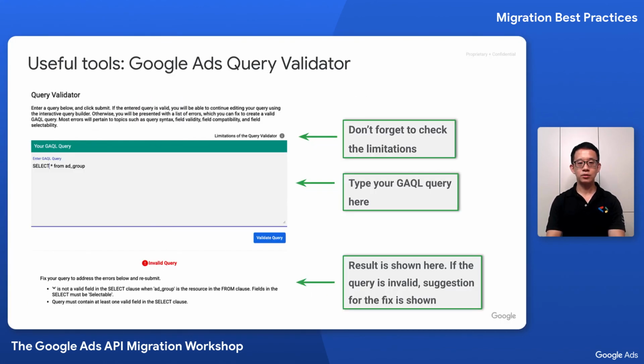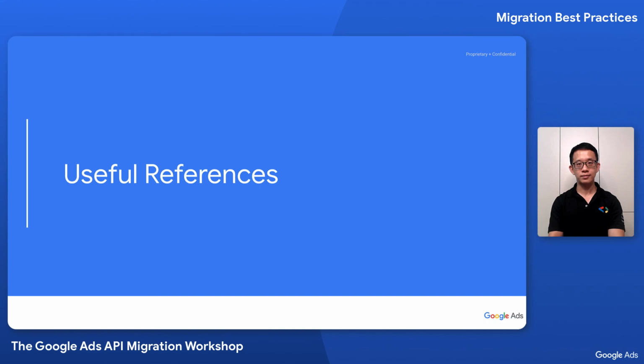The other tool is Google Ads Query Validator. In case you have a query already and you just want to check whether the query is valid or not, you can use this tool. You just need to type or copy and paste your Google Ads query in the text box shown on the screen. Don't forget to check any limitations that the tool has as well, and the result will be shown below the text box. If the query is invalid, a suggestion for the fix will also be shown to you. If not, there will be a green sign and you are good to go.